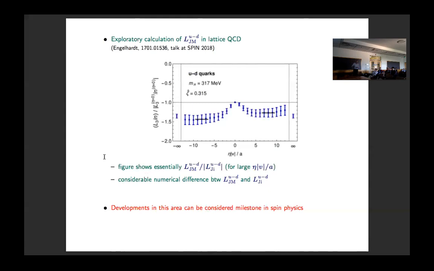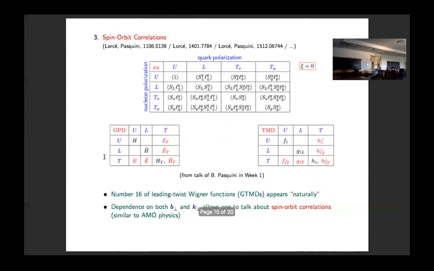Yeah. But it's actually nice to see that this route with Wigner functions has been used to quantify for the first time the difference. And it's probably not exaggerating to say that all the developments in this area, Wigner functions related to orbital angular momentum, can be considered a milestone in high-energy spin physics.